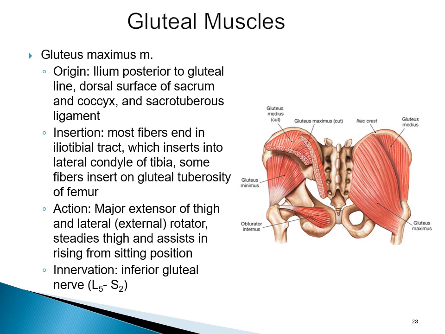The gluteus maximus muscle, its action is to extend the thigh and laterally or externally rotate the thigh. It assists with raising from a seated position. Its innervation is L5 through S2.